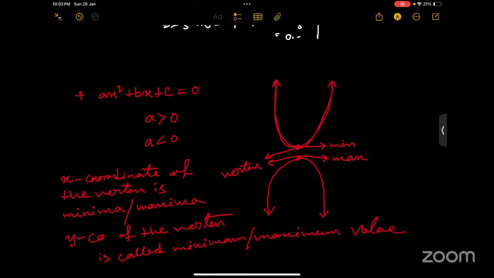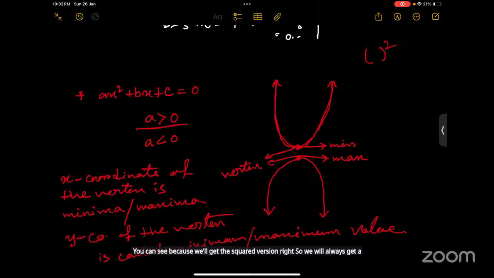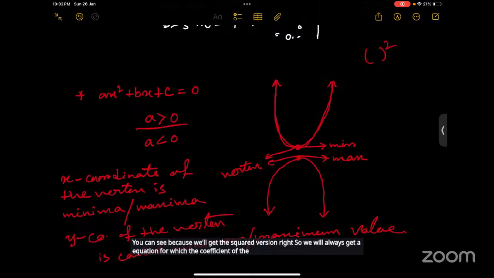In an SSC, you will always get an equation with a positive coefficient, because we get the squared version. We will always get an equation for which the coefficient of the square term is positive. That means we always get a parabola in the upward direction, so the vertex will be the minimum.